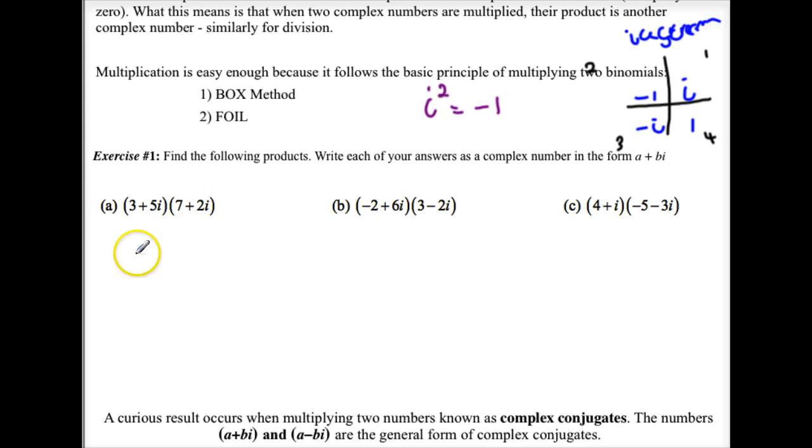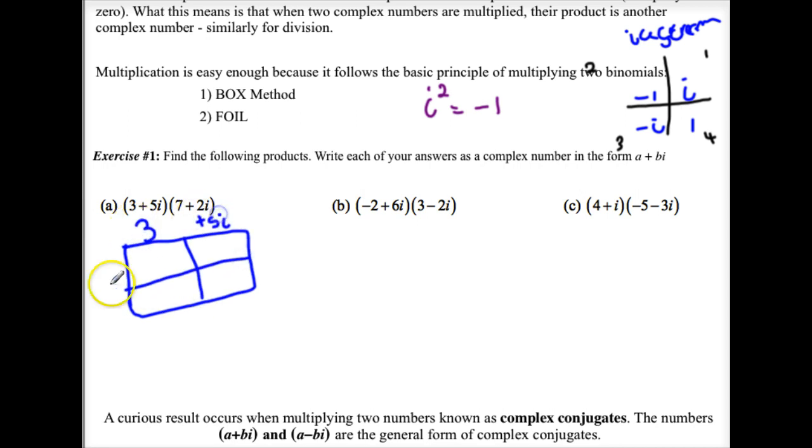Okay, box method, which I love, love, love, just as you would be multiplying two binomials. Set this up: 3 plus 5i, 7 plus 2i, and I want to fill in my boxes. So 7 times 3 is 21, 7 times 5i is 35i, 2i times 3 is 6i, 2i times 5i is 10i squared, just like you would normally get with x.